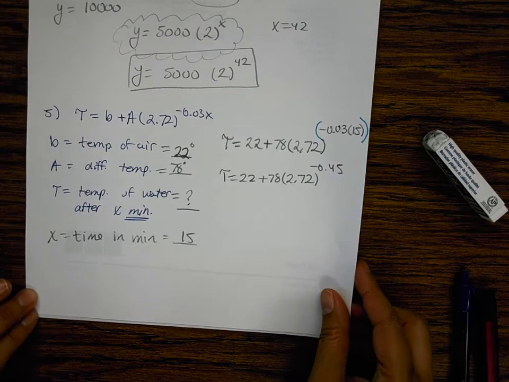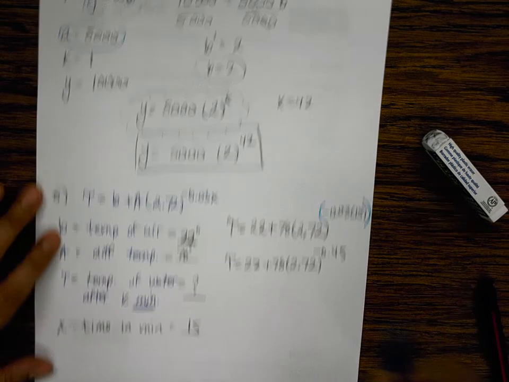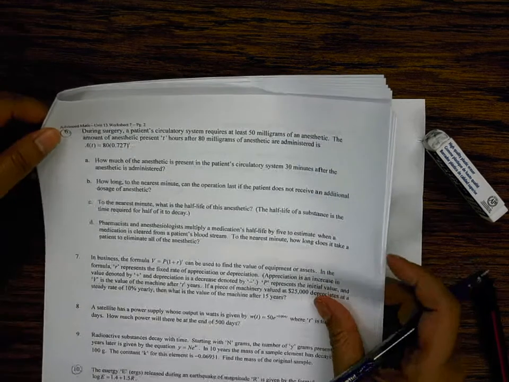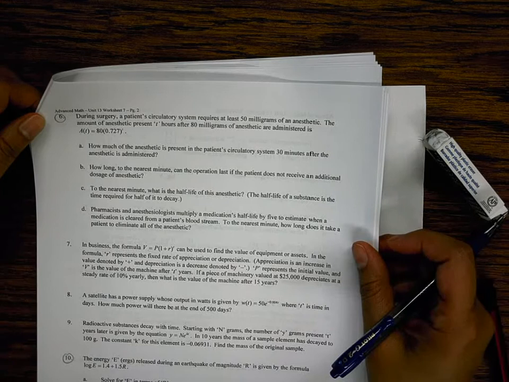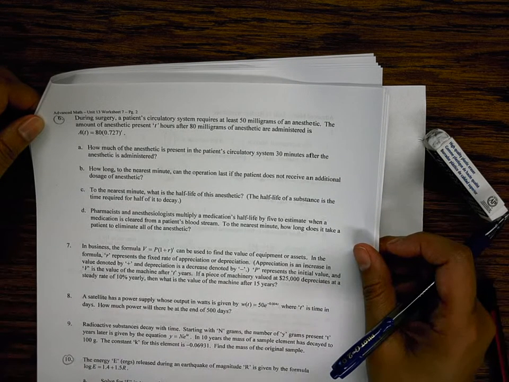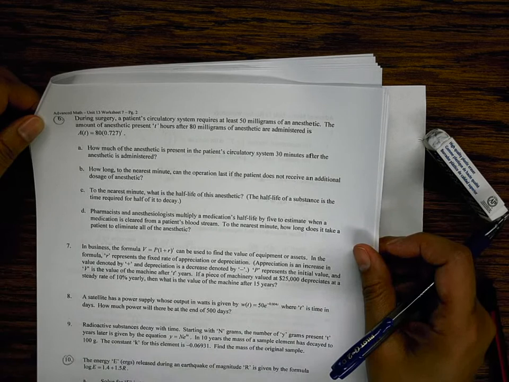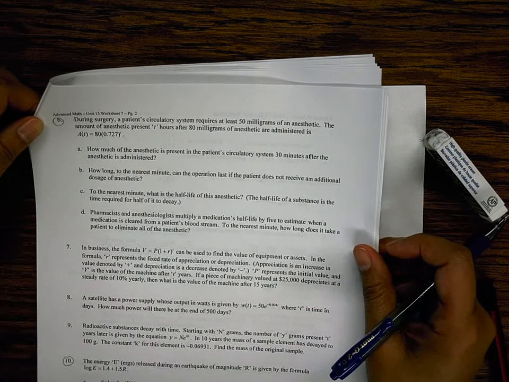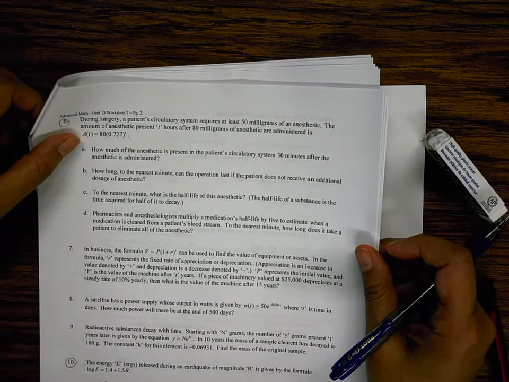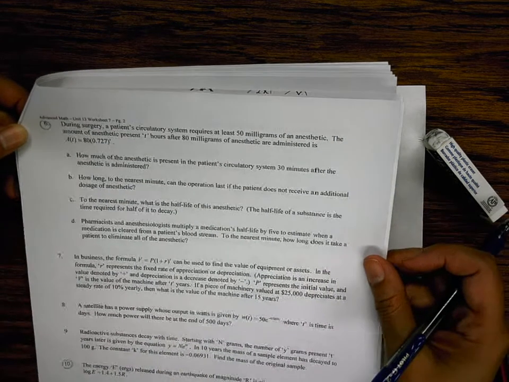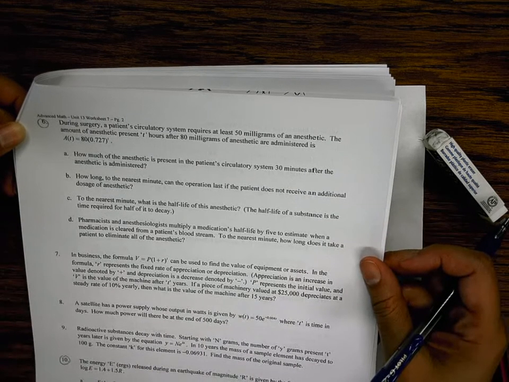Okay, moving on. I am going to now move on to number 6. During surgery, a patient's circulatory system requires at least 50 milligrams of an anesthetic. The amount of anesthetic present T hours after 80 milligrams of anesthetic are administered is given by this following equation. A, how much of the anesthetic is present in the patient's circulatory system 30 minutes after the anesthetic is administered.